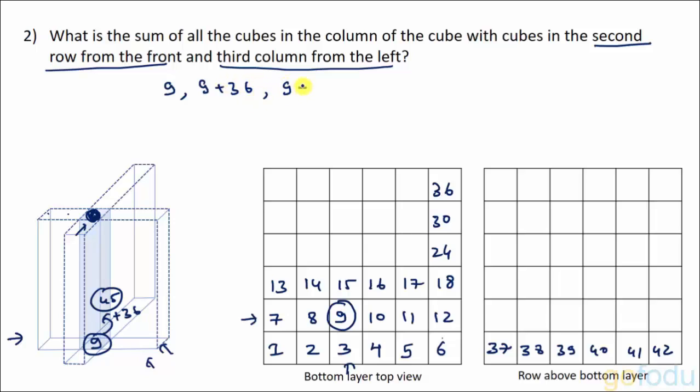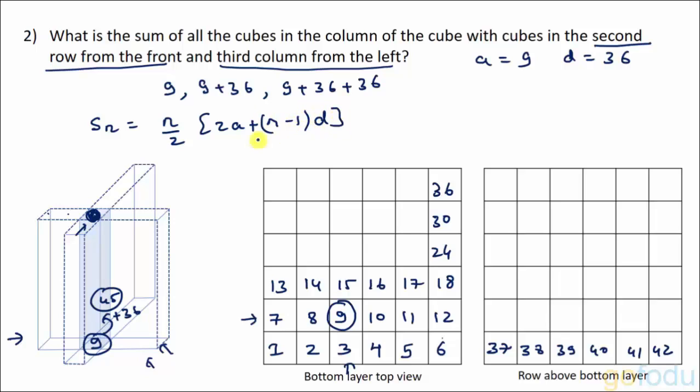Next cube will be 9 plus 36 plus 36. So clearly this is an AP with first term A is 9 and common difference in this case will be 36. So we can definitely calculate the sum. Here the formula used will be Sn is equal to n by 2 into (2a plus (n minus 1) d). Here we don't know the last term, so we'll use this formula.